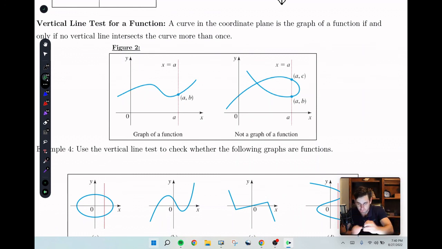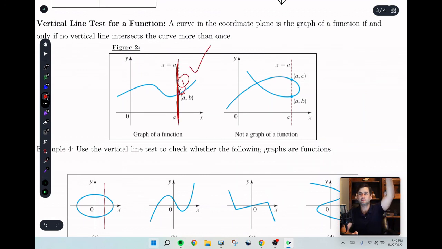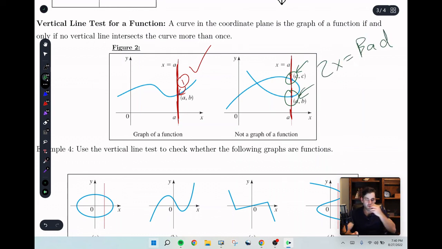So for example, this red vertical line only hits that blue line once. Check, it's a function, yay. This red vertical line hits that blue line twice. 1, 2, boom, boom. 2 times equals bad, not a function, right? So why is that? Why can't it be a function if it hits it twice?